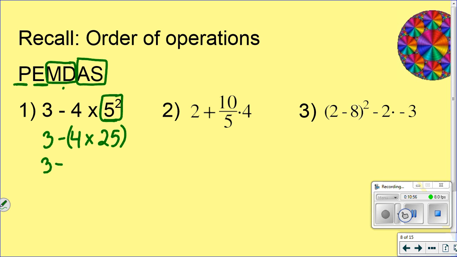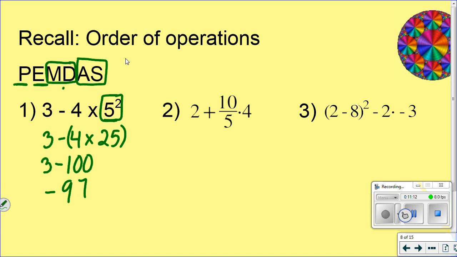Now I have 3 minus 4 times 25, or 3 minus 100. And then finally, we have addition and subtraction. There's just subtraction, so 3 minus 100 is going to give us negative 97.